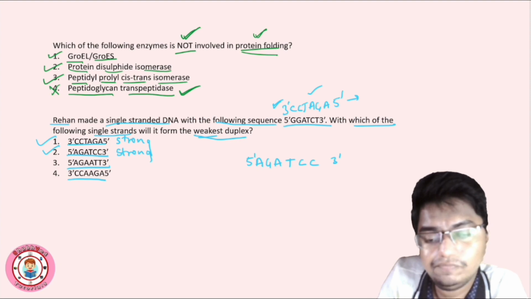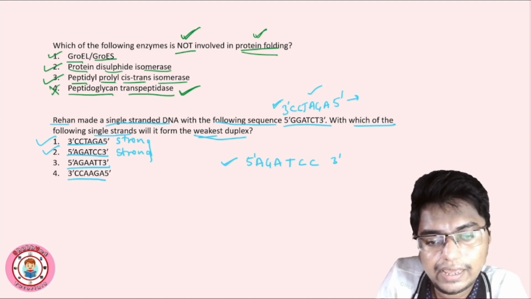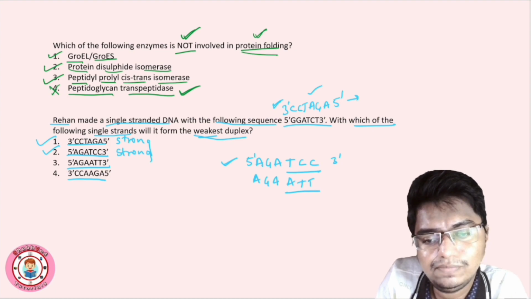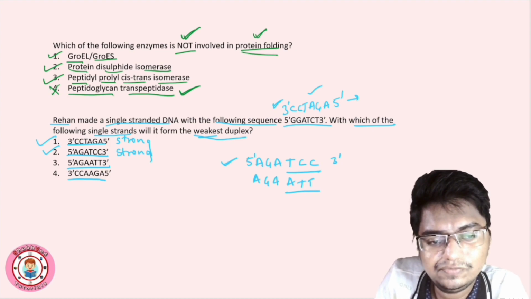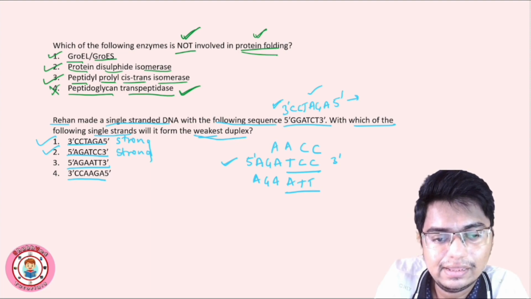Now there is confusion in the third and fourth. So this is basically the strong duplex. Now the third option is A T A A T T. So see, these three sequences are different. Okay, so this will be weakest. If I look at the fourth, and if I write it now, it is 3' to 5', so I will write the inverse: C T A A G A A A A G A.